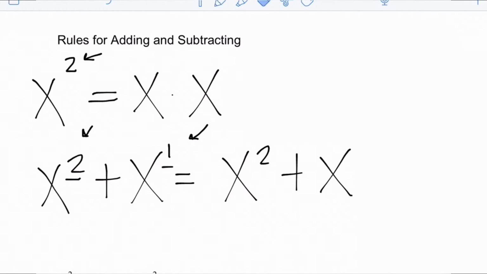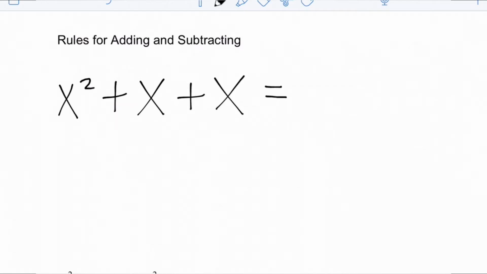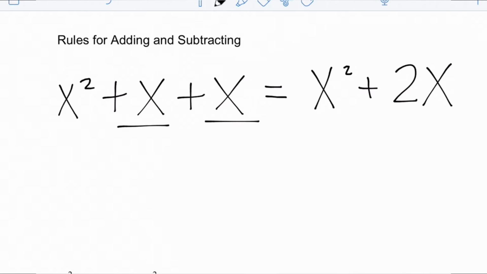So if we were to have something like, let's say, x squared plus x, there are no other x's with a square. So we can't add it to anything. So that's just going to stay as x squared. But here we do have an x and an x that have an exponent of 1. So we can add them and we get 2x.